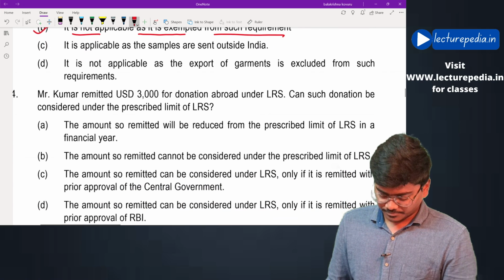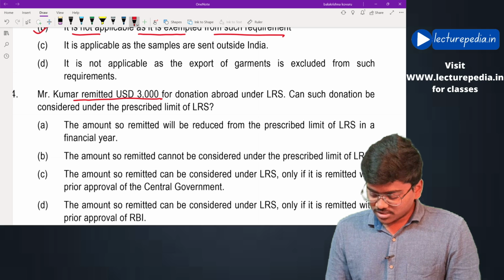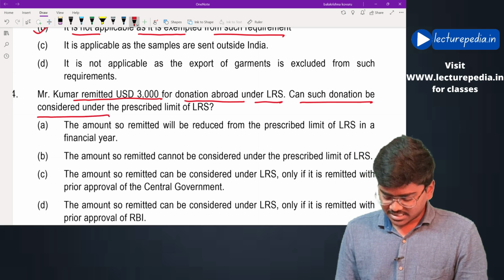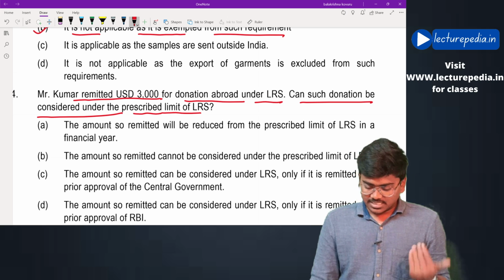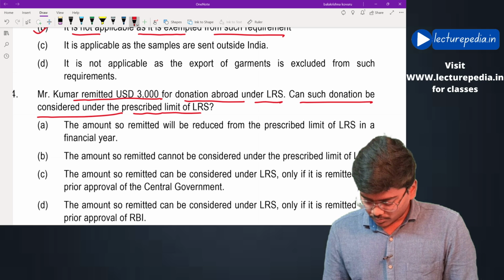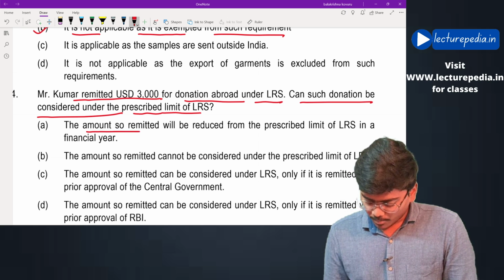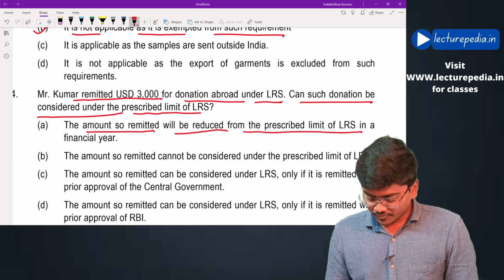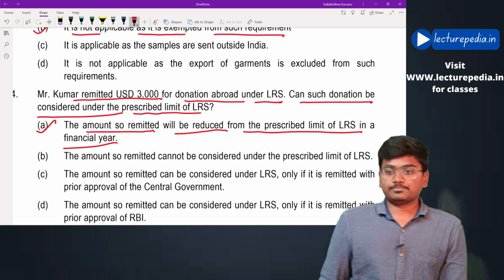Next, Mr. Kumar remitted $3,000 for donation abroad under LRS. Can such a donation be considered under the prescribed limit of LRS? Yes, it can be considered. First of all, let me read option A: the amount so remitted will be reduced from the prescribed limit of LRS in a financial year. Yeah, option A would be the correct answer.